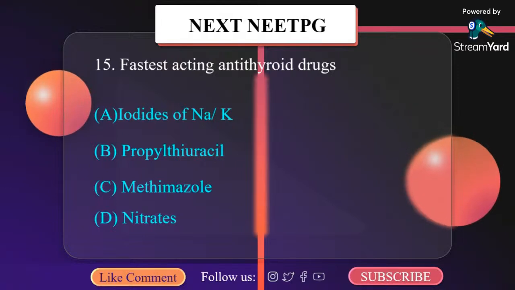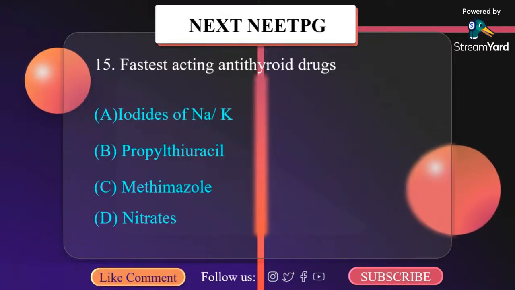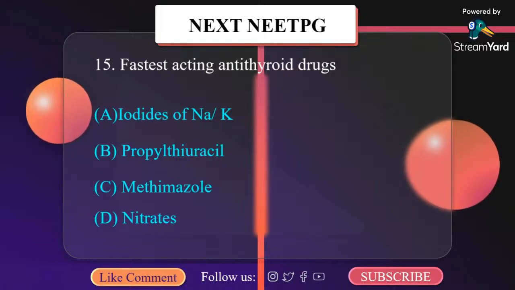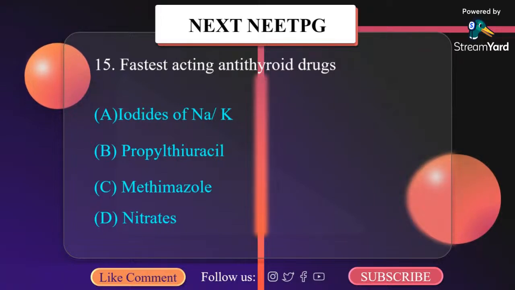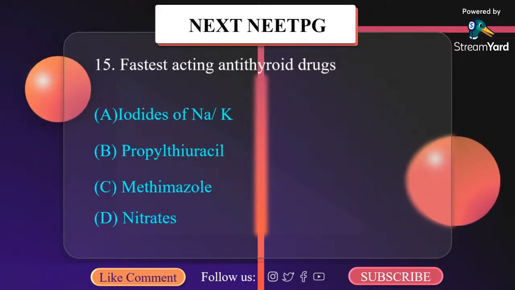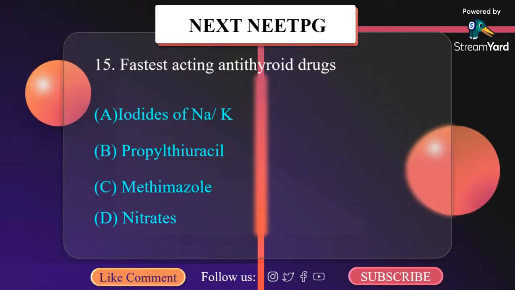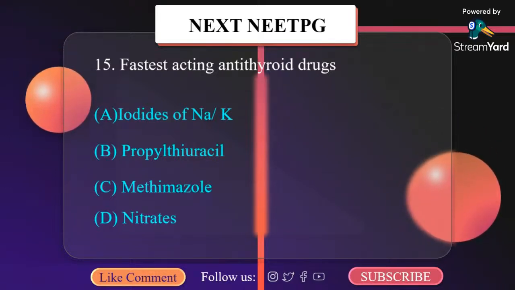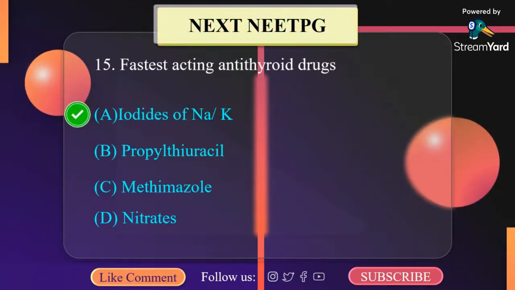Fastest acting antithyroid drug is A. Iodide of Na and K, B. Propylthiouracil, C. Methimazole, D. Nitrate. The correct option here is A, iodide of Na and K. Iodine is the fastest acting thyroid inhibitor. Most important action is inhibition of hormone release. So the correct option here is iodides of Na and K.